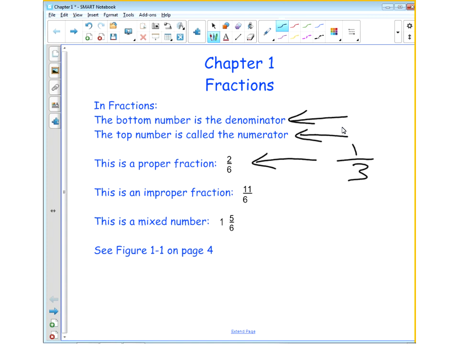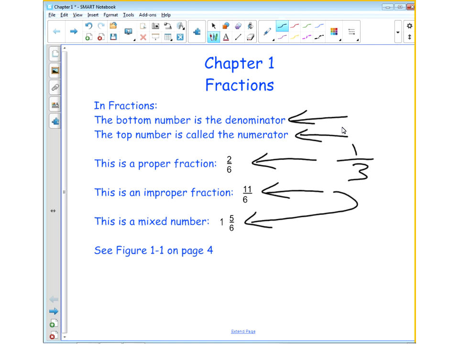This is an improper fraction. You can see the numerator is larger than the denominator. It needs to be converted down like this to 1 5/6. This is a mixed number. For more, you can see on page 4, Figure 1-1. I also have a handout you can download off of Canvas about fractions. You can see there they love to use pizza wheels when describing fractions, and there's an example in the textbook.